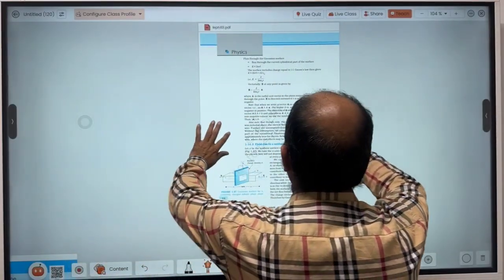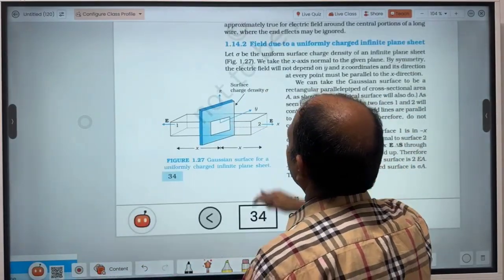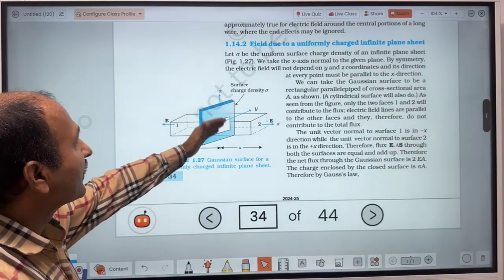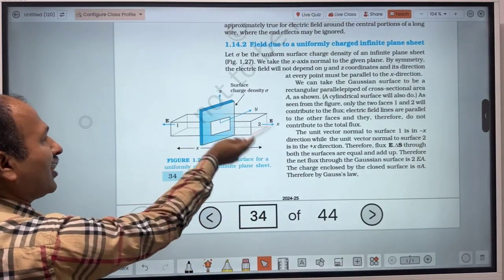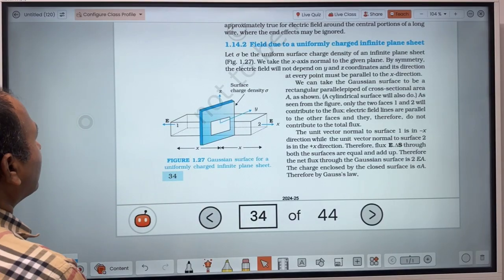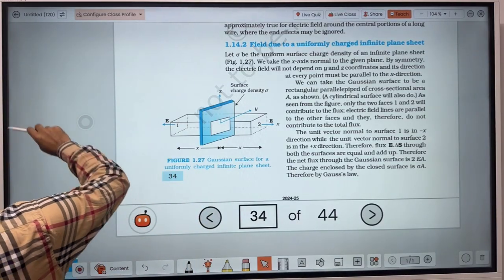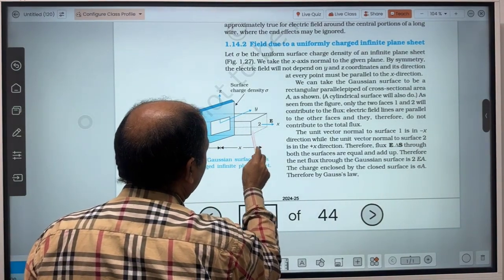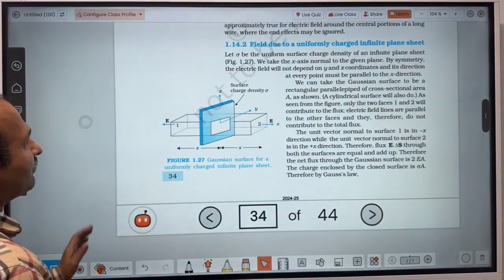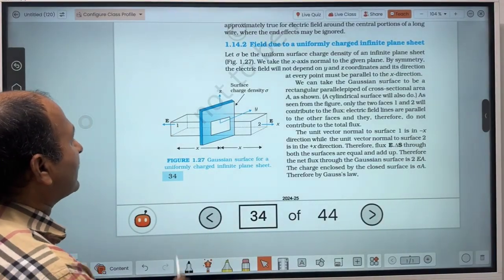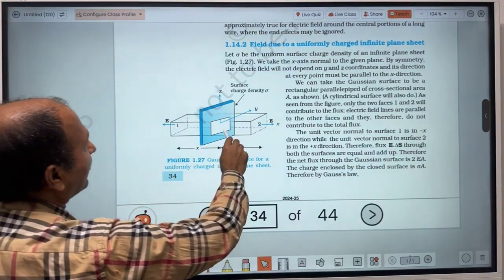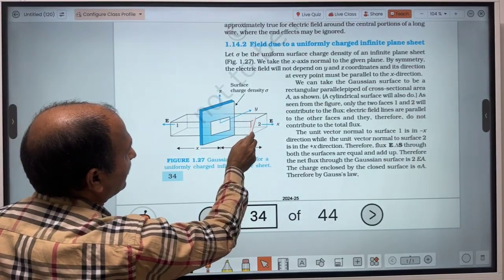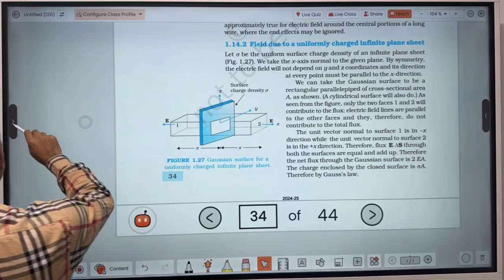Here in this diagram, this is the uniform plane charge sheet which contains positive charge on both sides. So here we consider an imaginary surface; either we can consider a cube or we can consider a cylinder. Both will serve the purpose. So here this is the imaginary cube. If we consider this face, what do we observe?